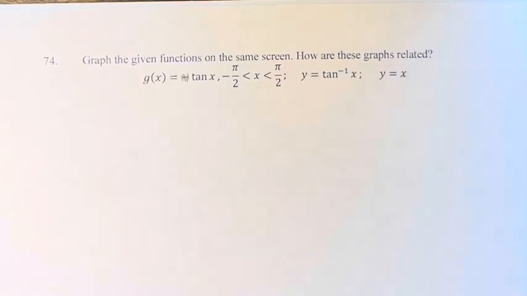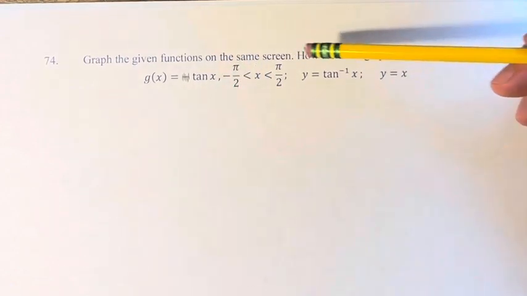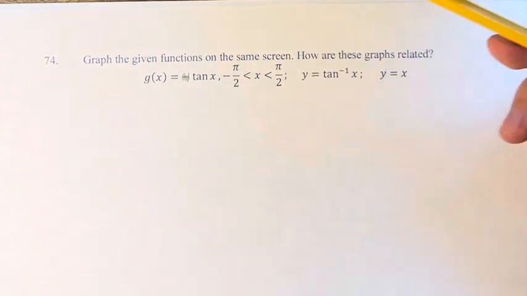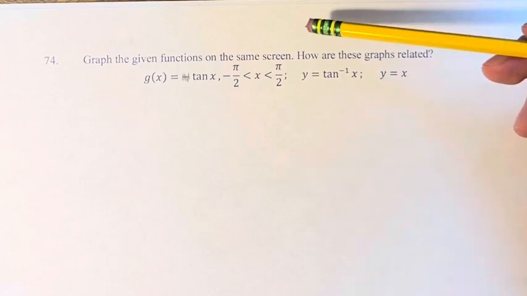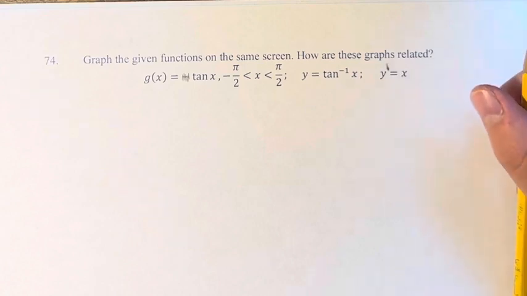In this problem, we're asked to graph the given functions on the same screen. We're asked how are these graphs related. So we have g of x is equal to tangent of x, y is equal to tangent inverse of x, and y is equal to x.